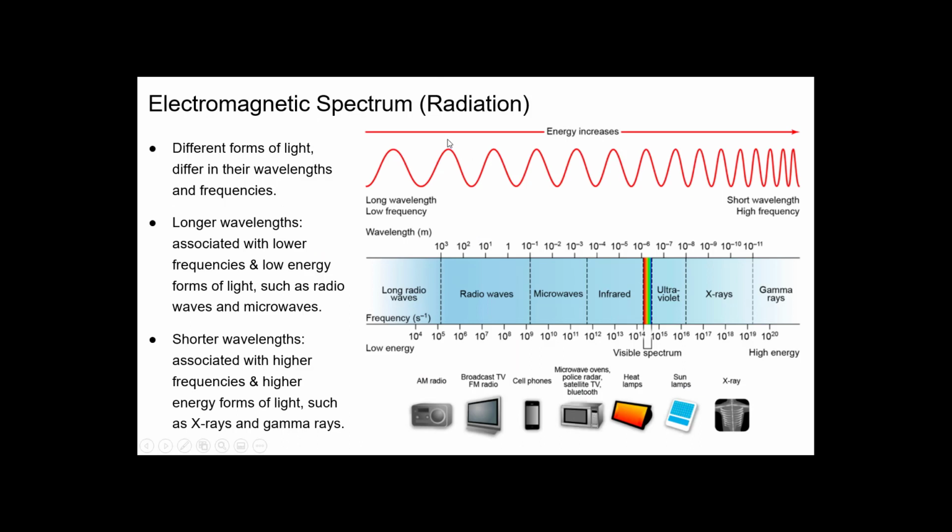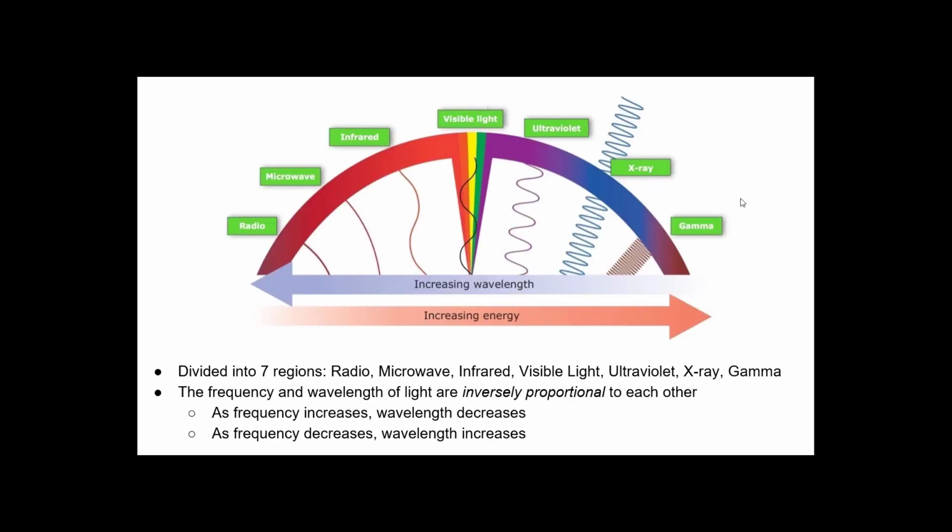Longer wavelengths are associated with lower frequencies and lower energy. So this is radio and microwaves. Shorter wavelengths are associated with higher energy, higher frequencies. Think of X-rays and gamma rays. Now if we look at the visible, this is breaking up the waves itself. So you can see waves. Even the colors here, I had that little prism on the other section, that you can see the difference in the waves.